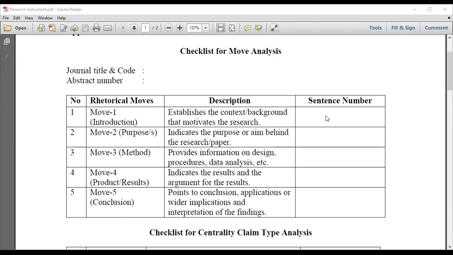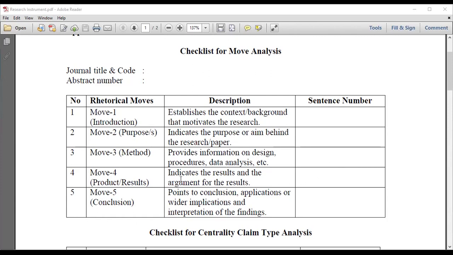If there is no move one, leave this blank, because move one is not found. And move two, if you find it, write the sentence number, for example sentences one and two, or just sentence one. And move three, method, where is it? In which sentence or sentences? You just write the sentence number here from the abstract.